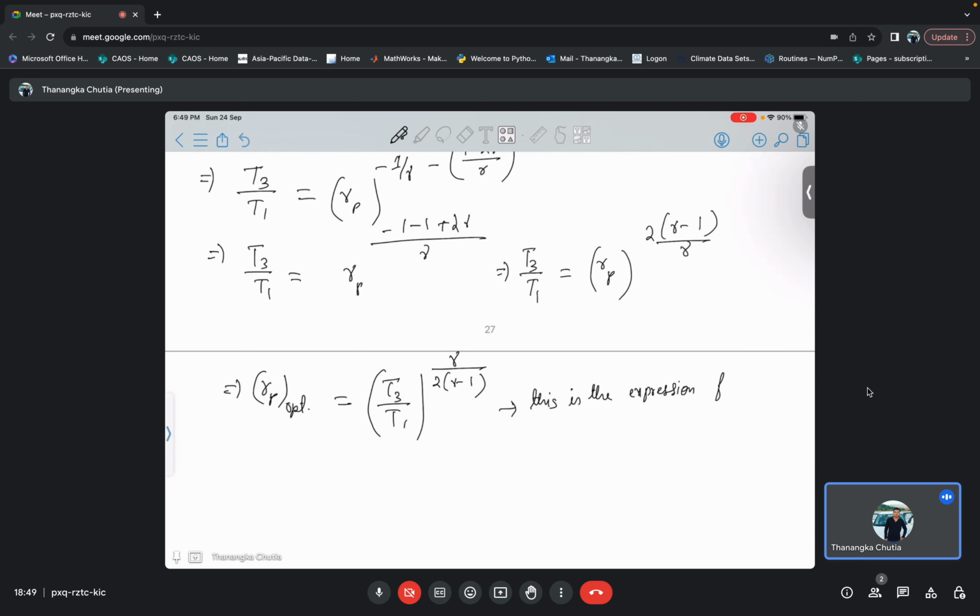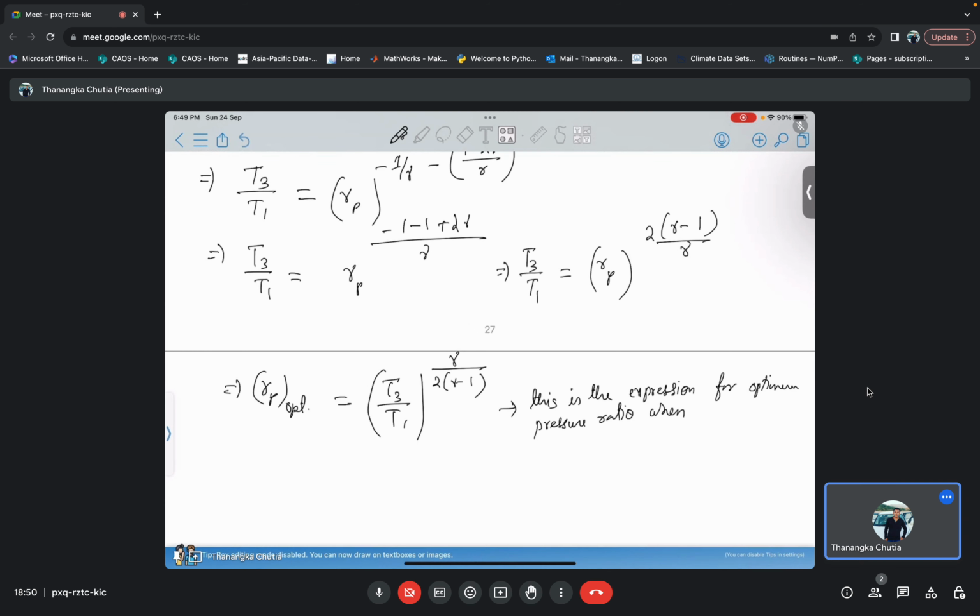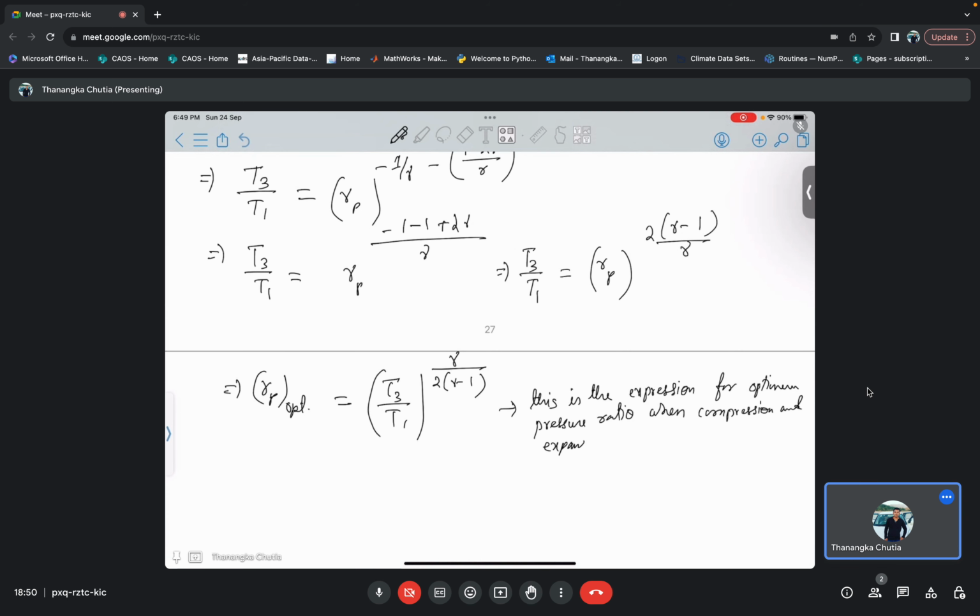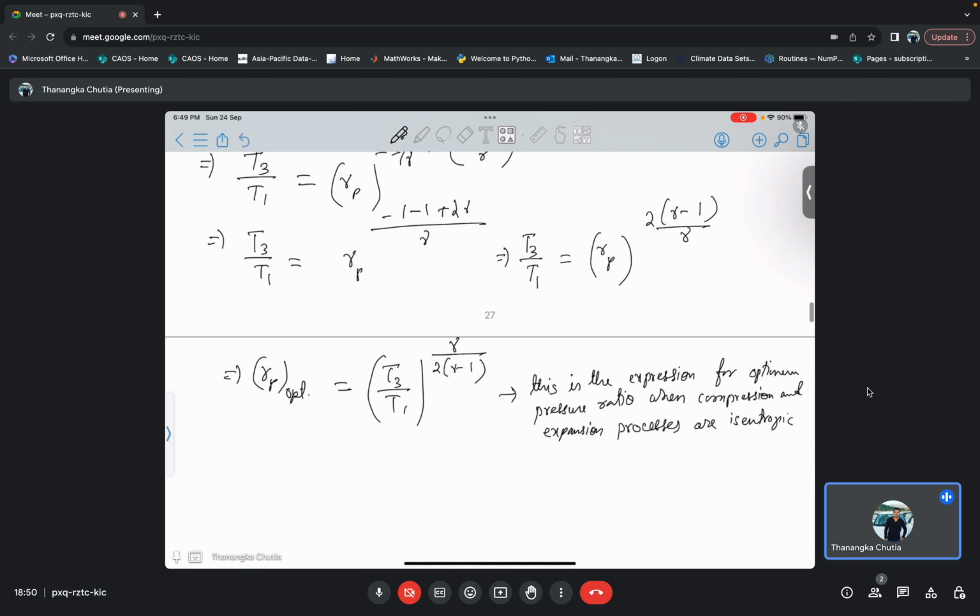for optimum pressure ratio when compression and expansion processes are isentropic. But what if isentropic efficiencies are provided?